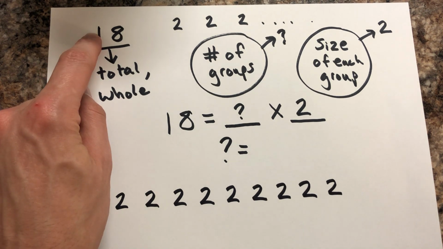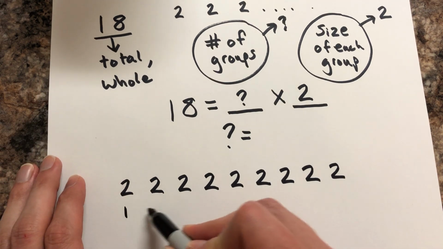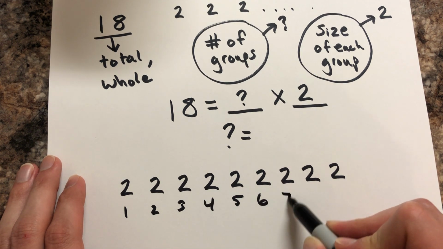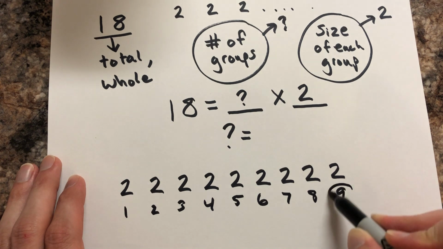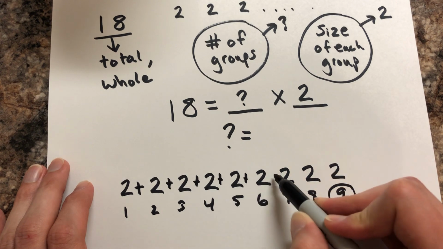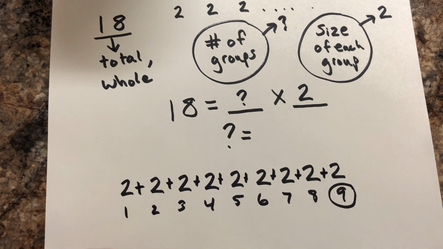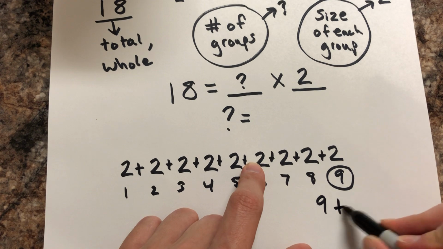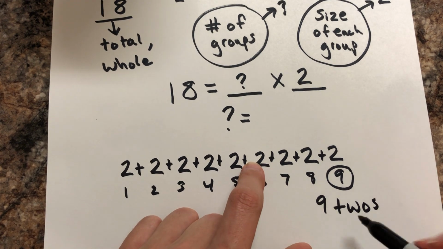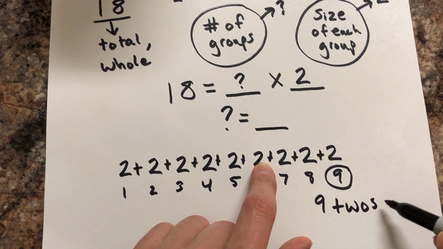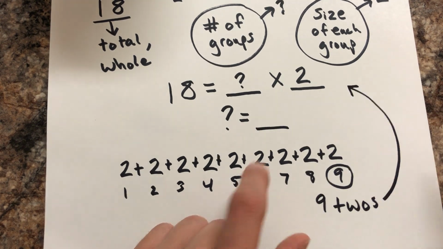Okay, great, awesome, I got to 18. Now how many 2's did I have to add up? 1, 2, 3, 4, 5, 6, 7, 8, 9. So if this was my repeated addition sentence, I have 9 2's. And I can write that as a multiplication sentence to figure out what my question mark is equal to, right?